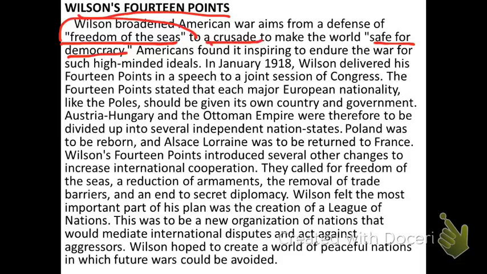Keep in mind, Wilson was a progressive. He believed in fixing societal problems through the legislative process. He wanted to make the world safe for democracies. Okay, not a bad goal. I think many of us here believe that's a noble cause. America found it inspiring to endure the war for such high-minded ideals. We didn't mind the sacrifices many people made.